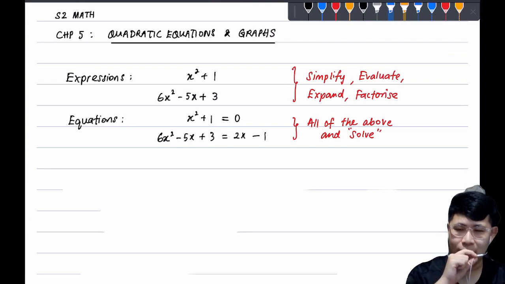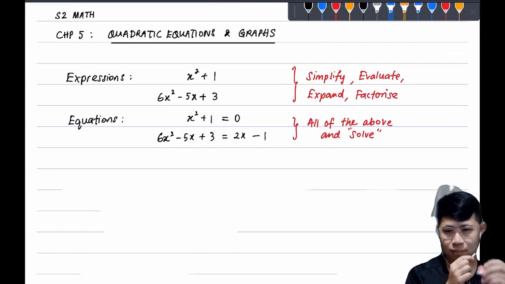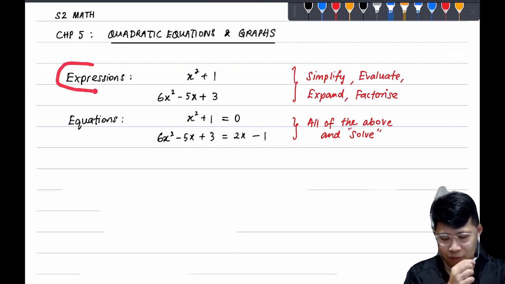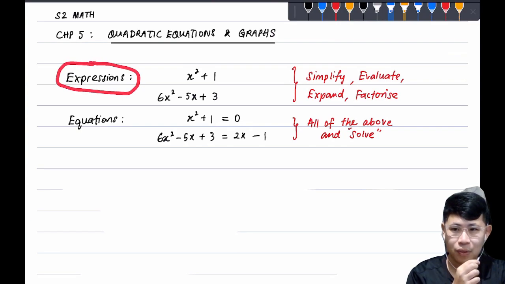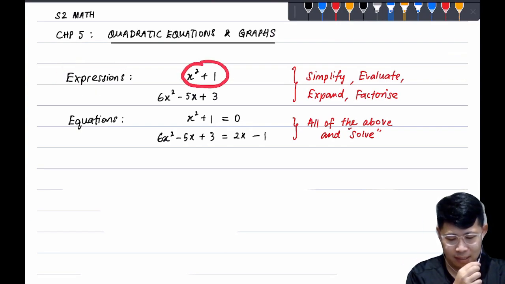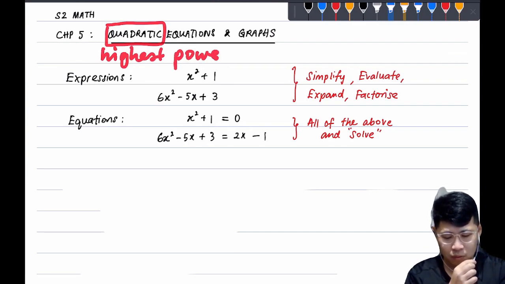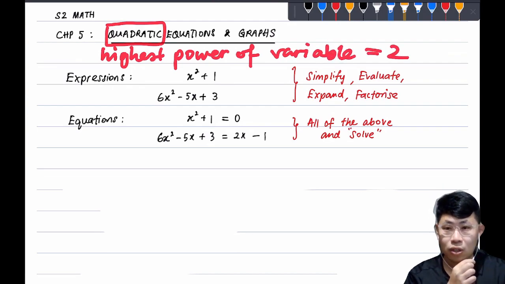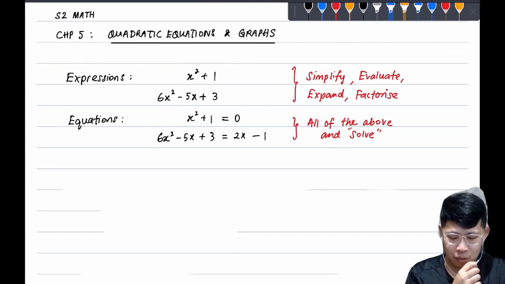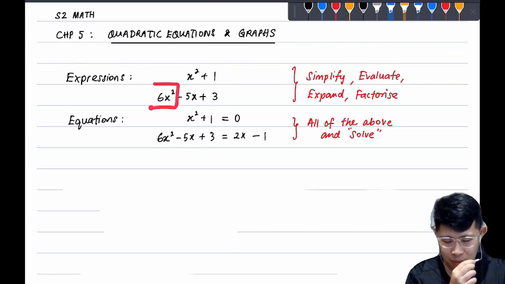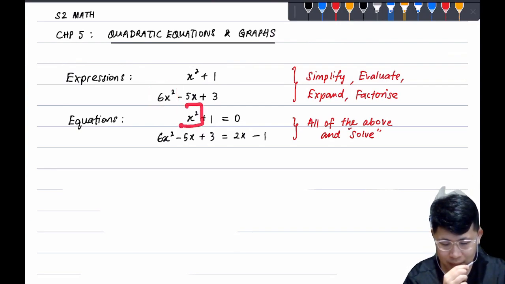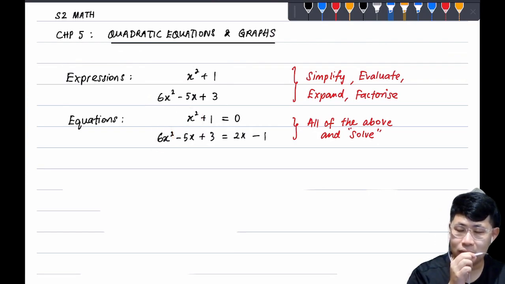But before we go there, I just want to point out that previously we've dealt with expressions in chapters 3 and 4, right? So expressions are things like this. And the thing about quadratic is that the highest power of the variable is going to be equal to 2. So what makes this a quadratic expression is where this is going to be 2, this highest power is going to be 2, this highest power is going to be 2, this highest power is going to be 2.